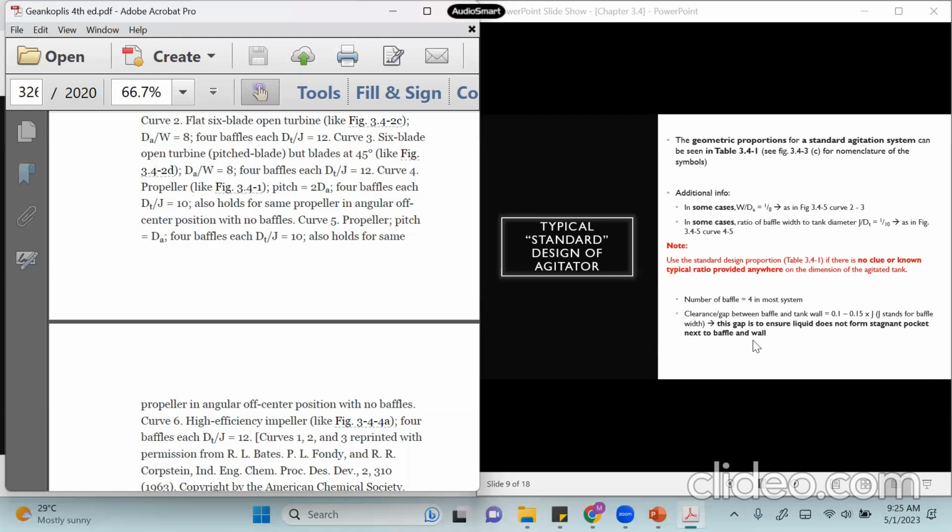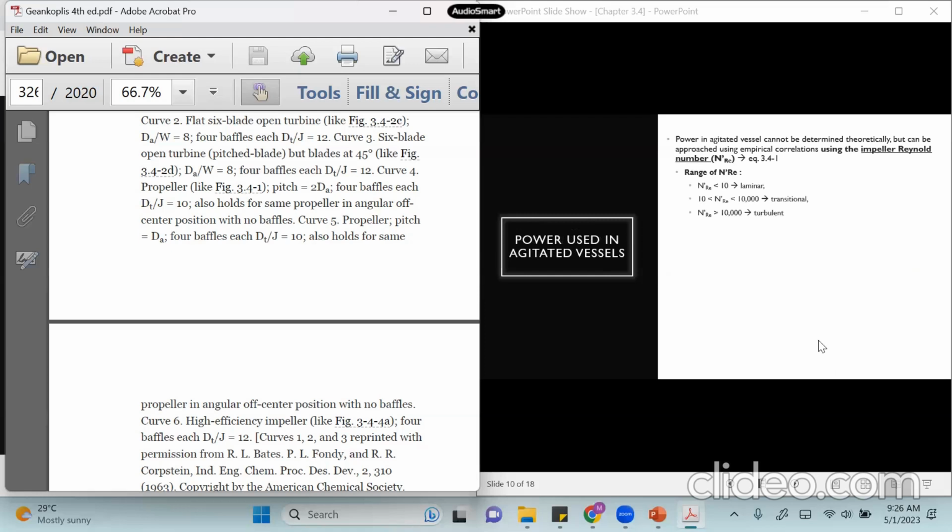Because if there is no clearance, no gap at all between the tank wall and the baffle, then some of the liquid will stay in the corner and form a stagnant pocket. So it will not give you a good mixing, because there's still liquid retained in the corner between the baffle and tank wall. That's why we have to add the gap, even though it's little, to ensure there is no stagnant pocket and the mixing can be conducted perfectly.